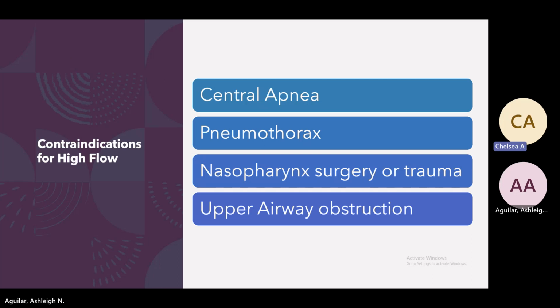Some contraindications for high flow are central apnea, if a patient has a pneumothorax, nasopharynx surgery or trauma, and upper airway obstruction.